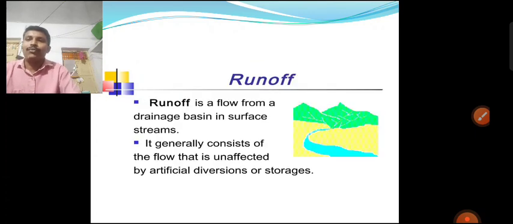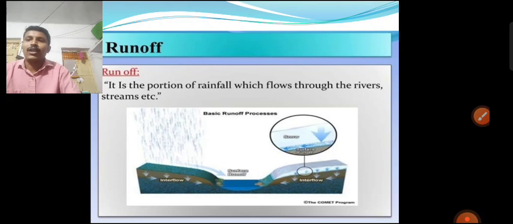Then coming to the runoff, it is a flow from a drainage basin in surface streams. It generally consists of the flow that is unaffected by artificial diversions or storages. Runoff is the portion of water which flows through the rivers or streams. Runoff means the precipitated water is infiltrated, some portion is infiltrated and some portion is percolated. Then after, the water flows freely on the surface of the earth through the rivers or streams. It is called runoff.